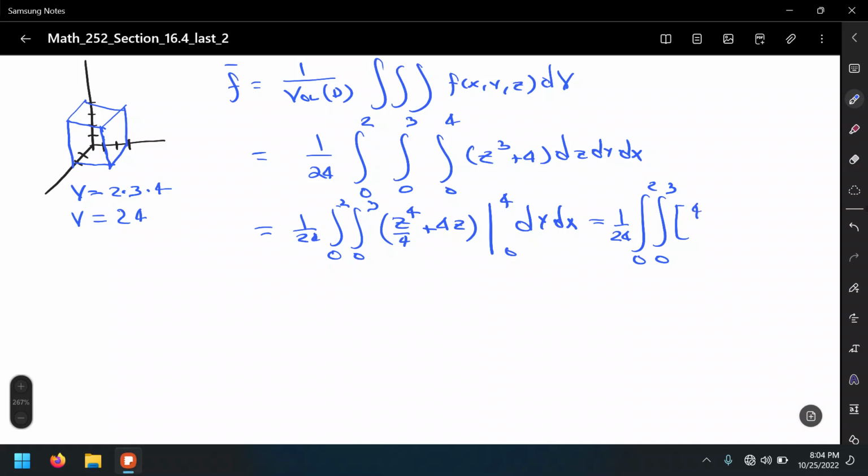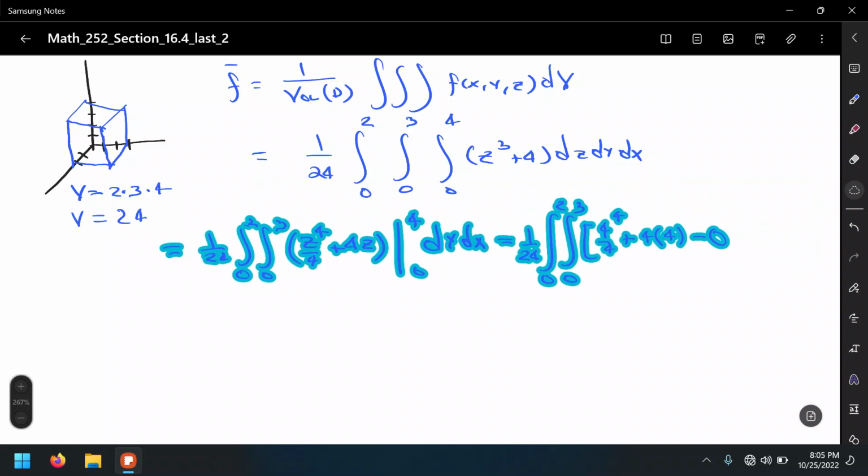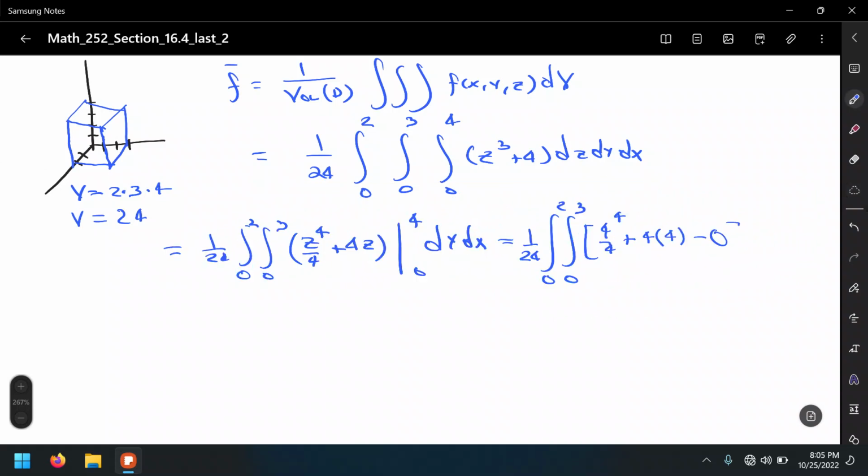Okay, so 4 to the 4th over 4 plus 4 times 4, minus 0. Because the lower limit is 0 and everything will get zeroed out in this case. And that's still dy dx. So 4 to the 4th divided by 4 is 4 cubed, which is 64. And 64 plus 16, isn't that 80, I think? Okay, so 80 minus 0, that's just 80.